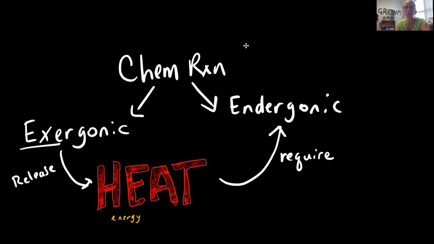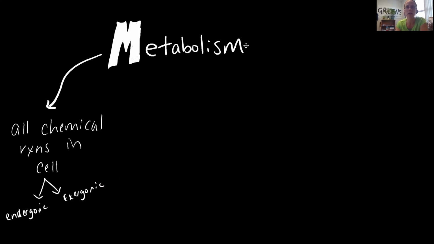Now when we talk about chemical reactions in the cell, we talk about these as metabolism. So this term metabolism refers to all of the chemical reactions occurring inside of the cell. And so of course some of these are endergonic and some of these are exergonic.